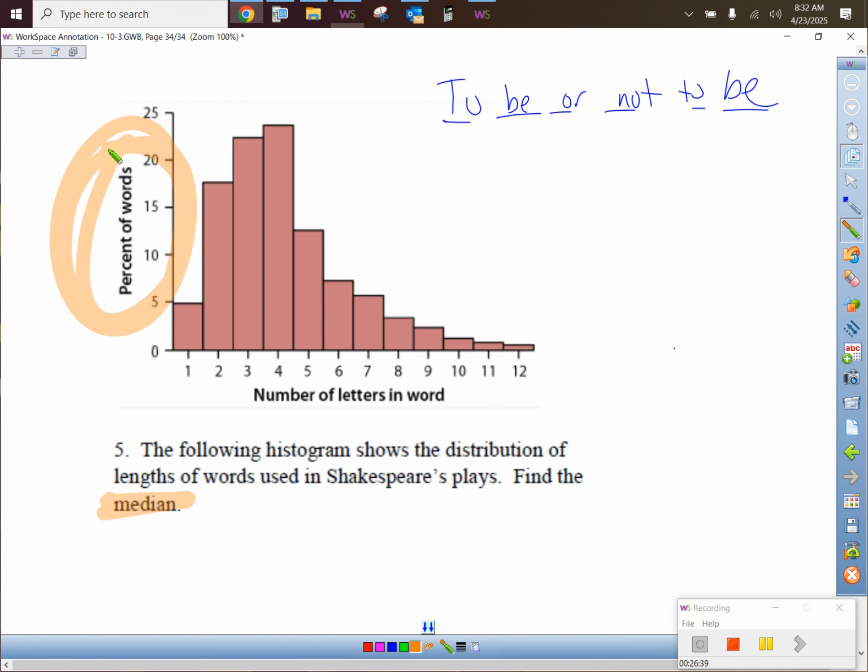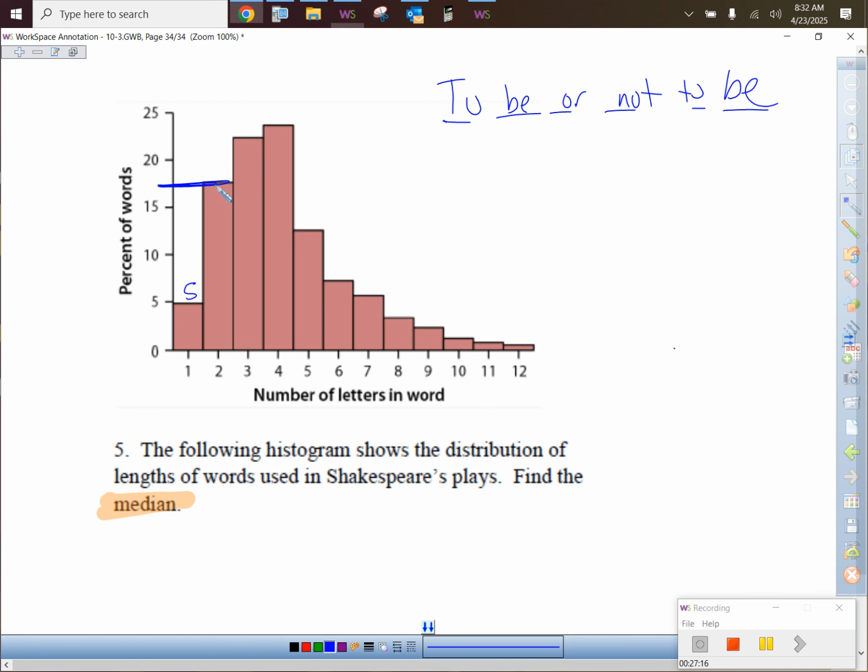This is a horrible histogram because it's tough to tell how high this is. But are you cool that there were like 5 percent of words that had one letter? Like A was basically that word. And then how about here? Where is that? Since it's a percent, you could call it 17.5 if you really wanted to. You could call it 18, so I'm just going to call it 18.